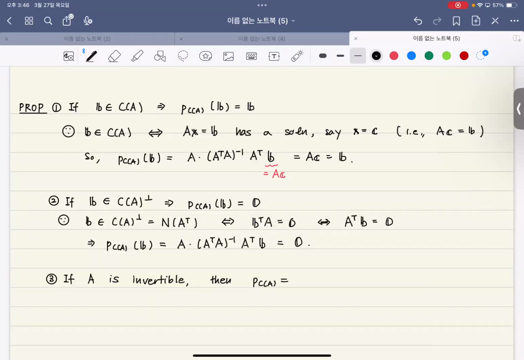This is also a very interesting one. Typically, when we are discussing the projection matrix, A is usually a tall matrix, an m by n matrix. It's not necessarily square, but suppose that A is an invertible matrix. Then what do you expect from this projection matrix?